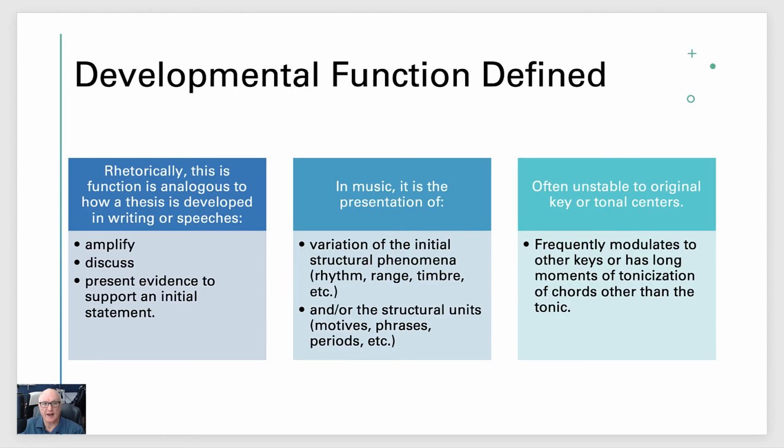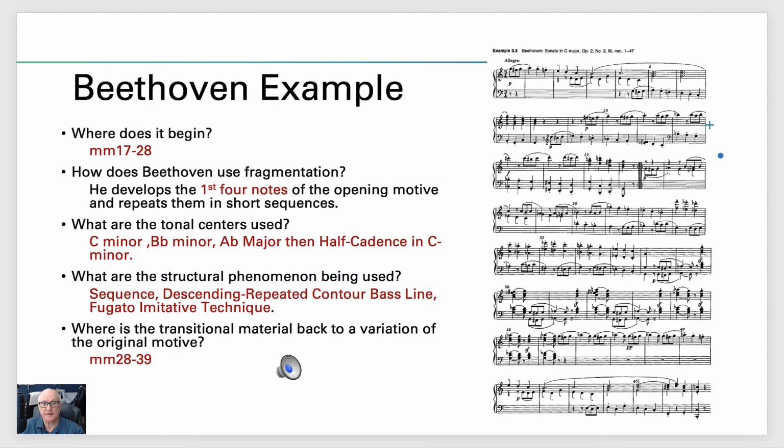So when you're talking about, for instance, I'll give you the example of this particular function. We're looking at the developmental function defined. Ask yourself these questions. Where does it begin? So you could write that down. Give me an answer. It can be as simple as just a couple of measures. How does Schumann use fragmentation, if indeed he uses that? What are the tonal centers used? What are the structural phenomena? And where does this transition end and where does it go? So it's that kind of thing that you're going to be doing.